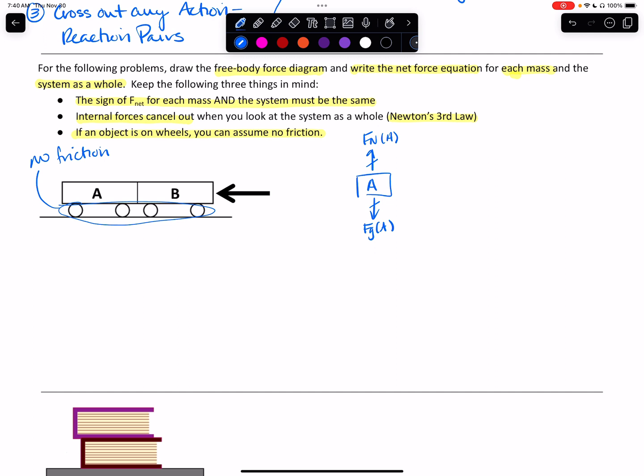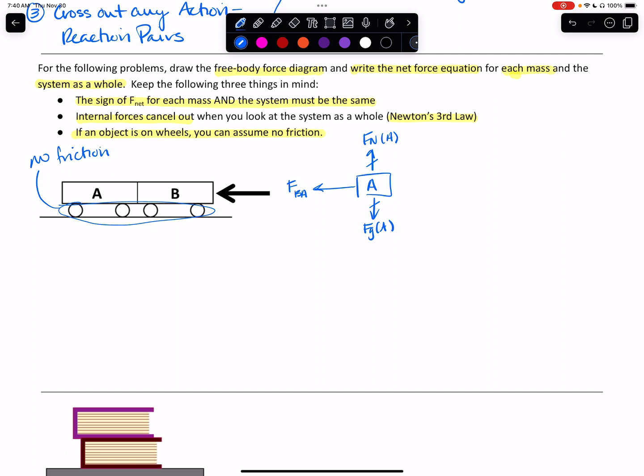All right, now there's another force that's acting on A, but is acting in the horizontal direction, and that is the interaction with cart B. Cart B pushes on cart A, so we call this force of B on A. That is what our force diagram looks like for mass A.